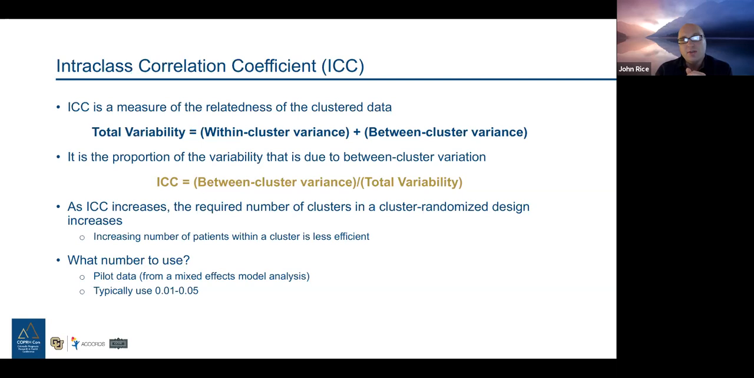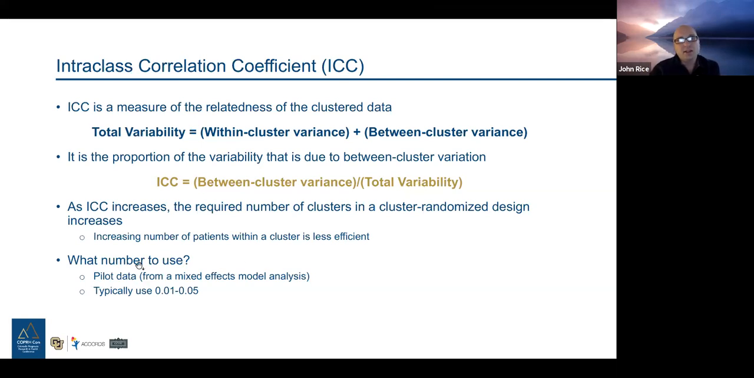In terms of design questions, as the ICC increases, you're going to need more clusters and more patients in a cluster randomized design. And it's always going to be more efficient to increase the number of clusters than to increase the number of patients within a cluster. Essentially, your clusters are your independent units in a cluster randomized trial. So increasing the size of each of those independent units is less impactful than increasing the number of independent units.